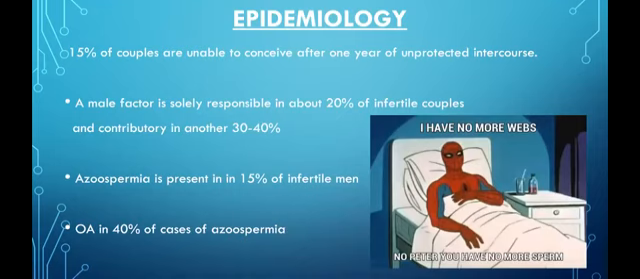In terms of infertility, about 15% of couples are unable to conceive after a year of unprotected intercourse. Solely male factors account for about 20% of infertile couples, and male factors contribute to about 30 to 40% of infertile couples when combined factors are included. Azoospermia is present in about 15% of infertile men, of which obstructive is 40% and non-obstructive is about 60%.